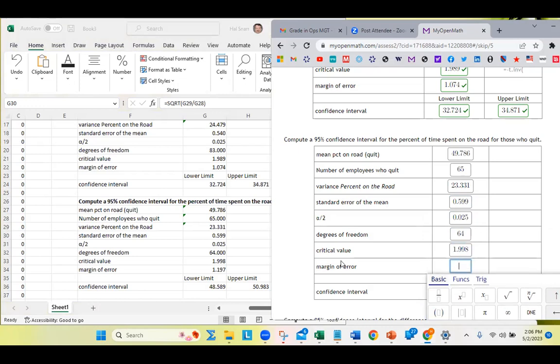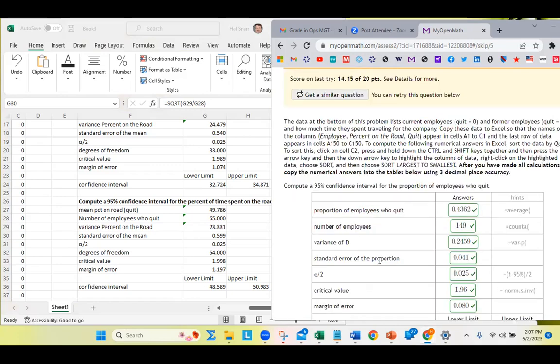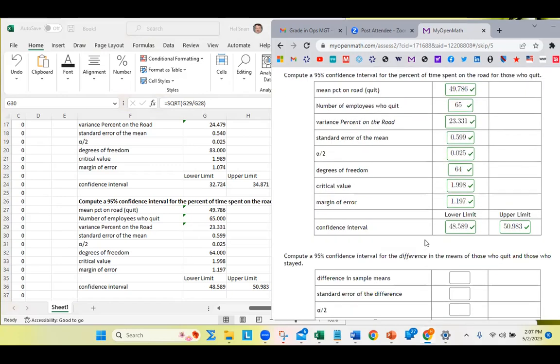My margin of error is 1.197. Yours should be different. The lower limit is 48.589. My upper limit is 50.983, and then I hit enter to see if I did it right. Nice.